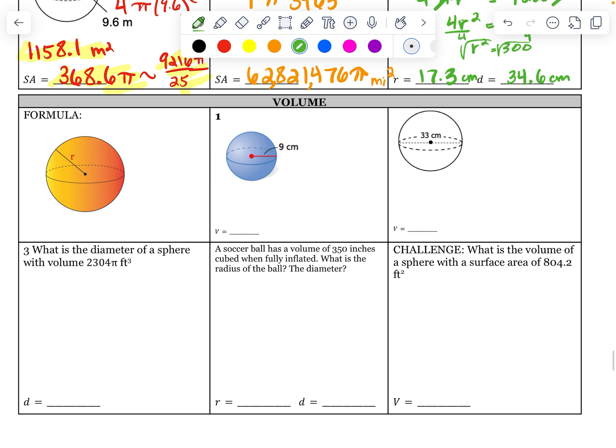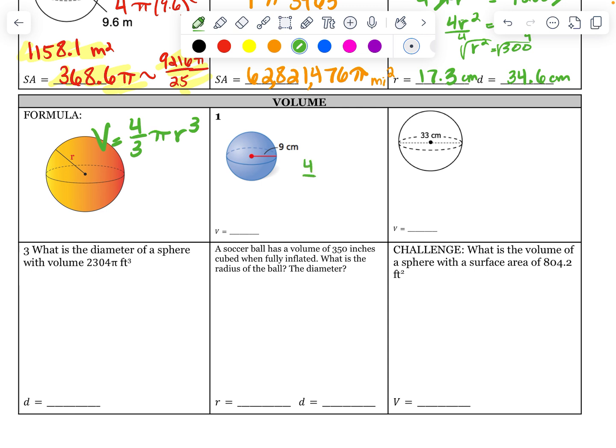All right, volume. Volume is how much you can fill it with. It is not the outside, it is the inside. How many cubes can you fill it with? How much stuff is inside this? How much air is inside a ball? It's technically in cubic measurements. Volume is in cubic measurements, and if you look at the formula, 4/3 pi r cubed, we are cubing the radius. So it makes sense that the units are inches cubed, feet cubed, whatever it is.